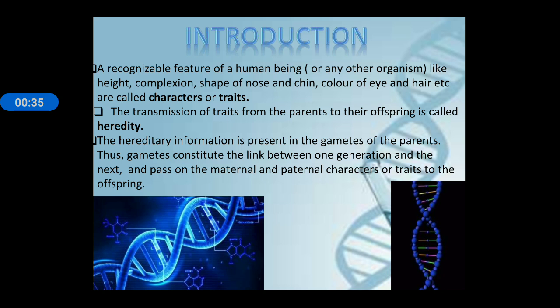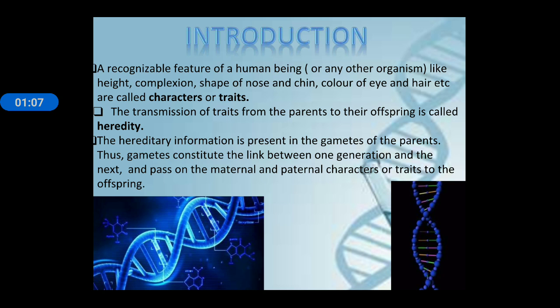So in every human being there are specific features that can be recognized, and these features differ from person to person. For example, height, complexion, shape of nose, chin, color of eyes and hair are called characters or traits. So the features that can be easily observable are known as characters or traits. The transmission of traits from the parents to their offspring is called heredity.